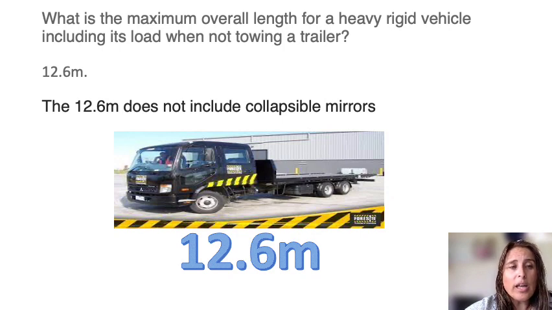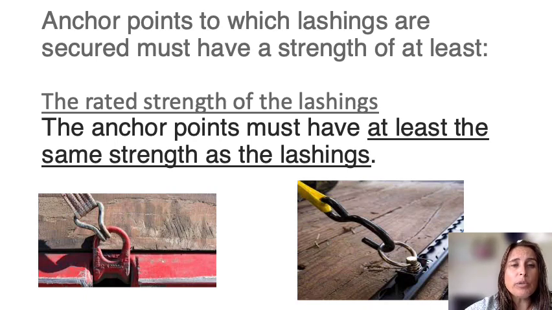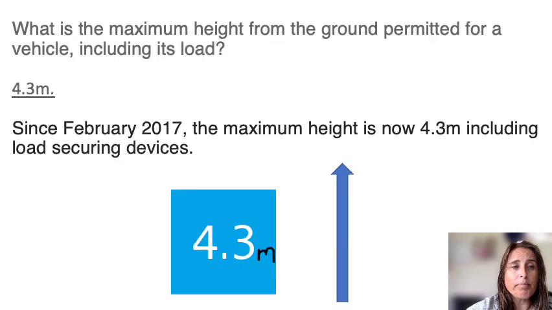12.6 meters. The 12.6 meters does not include collapsible mirrors. So what is the maximum overall length for a heavy, rigid vehicle, including its load when not towing a trailer? 12.6 meters. Anchor points to which lashings, which are the tie downs you can see below, are secured must have a strength of at least the rated strength of the lashings. The anchor points must have at least the same strength as lashings.